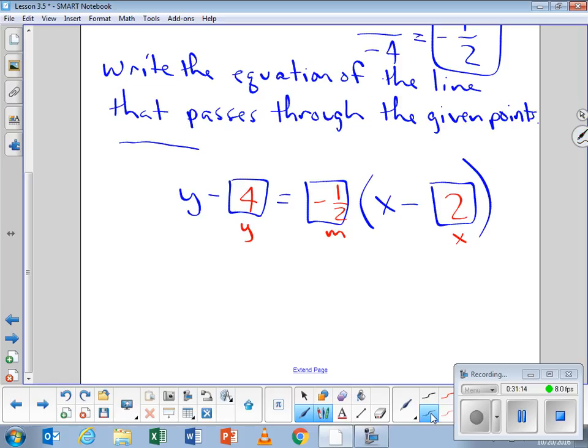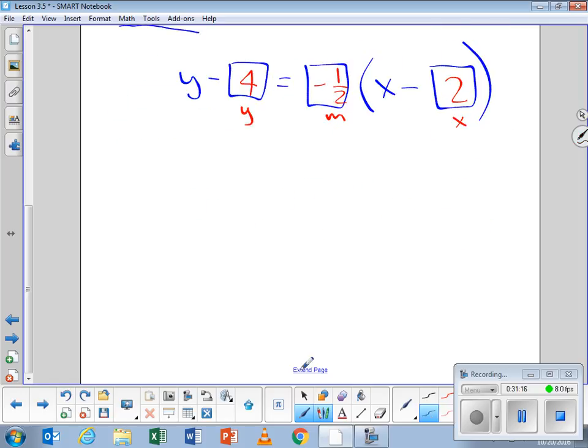I'm going to get rid of the boxes, clean this up. I'm going to actually distribute my negative 1/2. So I'm going to say y minus 4 equals negative 1/2 x plus, right? Because a negative times a negative is a positive. What's 1/2 times 2?